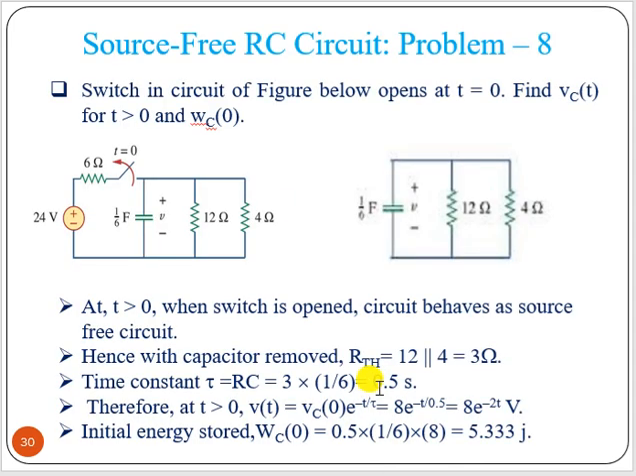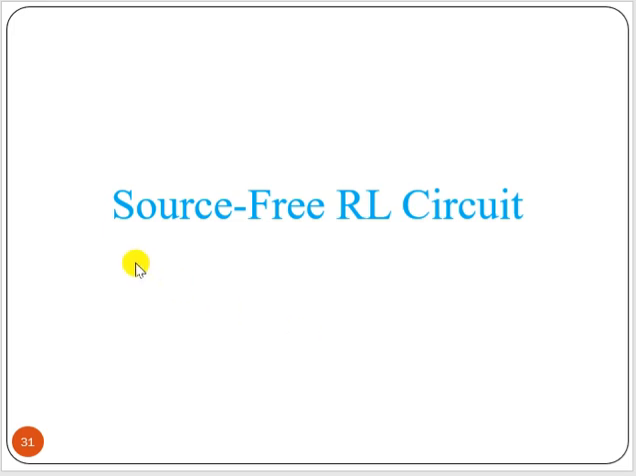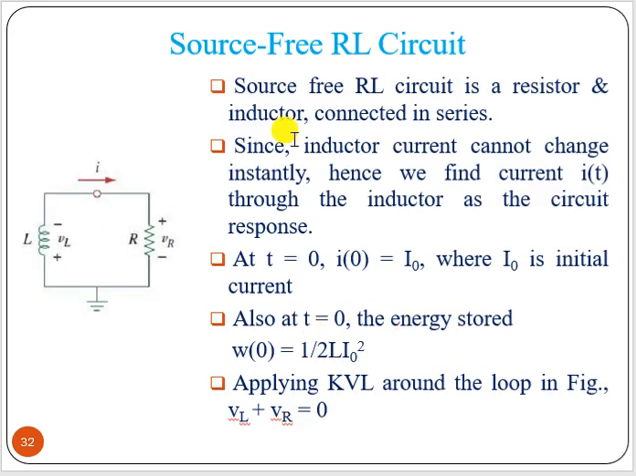Now this is for the source-free RC circuit. Now let's see the source-free RL circuit. Say this is your RL circuit. You don't have any independent source connected. Now here what we can say is that at t equal to 0, the current is I0. That is the initial current, and the initial energy stored in the inductor is half L I square. Okay. So if you write the KVL, you can write VL plus VR equal to 0.